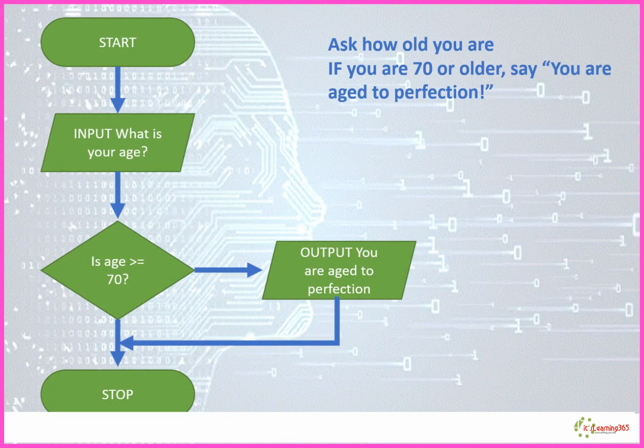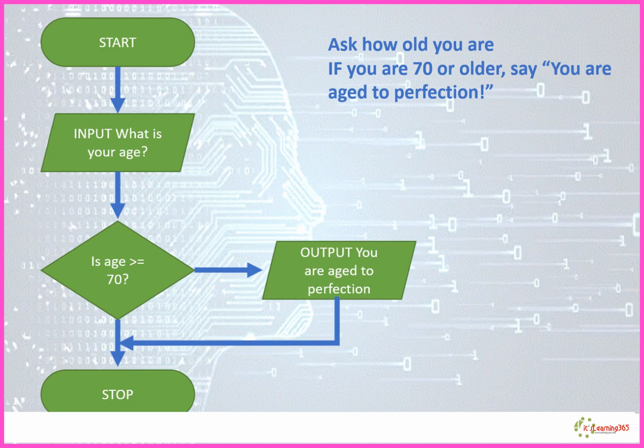Here's another example of an algorithm using selection. I've shown this algorithm as a flowchart to show the different steps that it will go through. The basic idea of this algorithm is it will ask you to input your age. It will then check your age to see if you're 70 years or older, and if you are, it will display something on the screen, otherwise it won't.